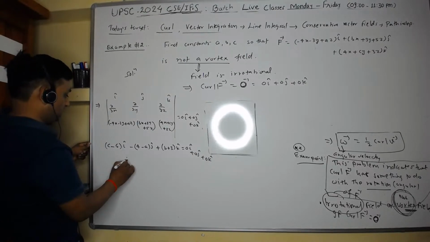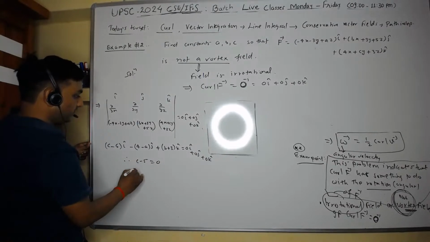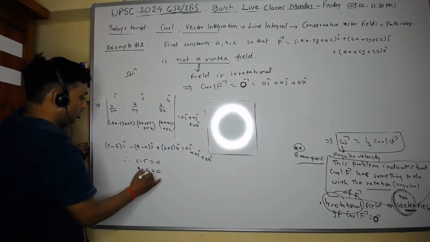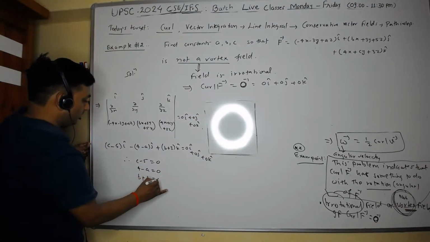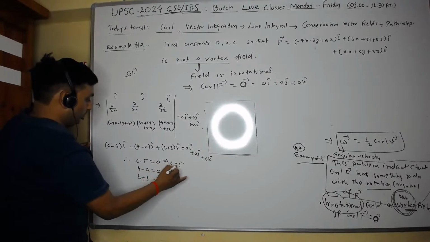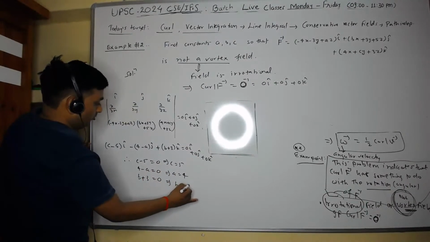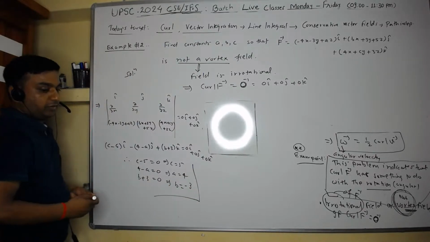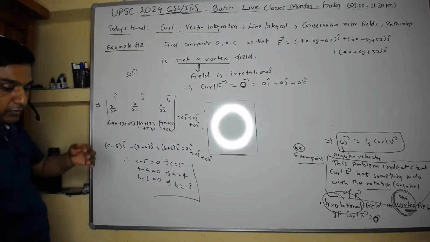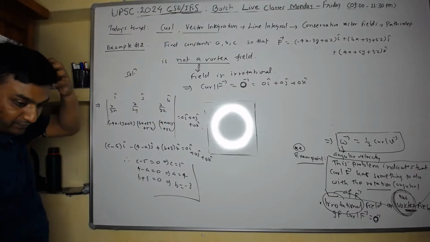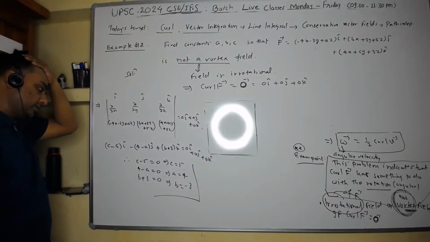So c minus 5 equals 0, 4 minus a equals 0. That is your answer. ठीक है दीपक, fair.